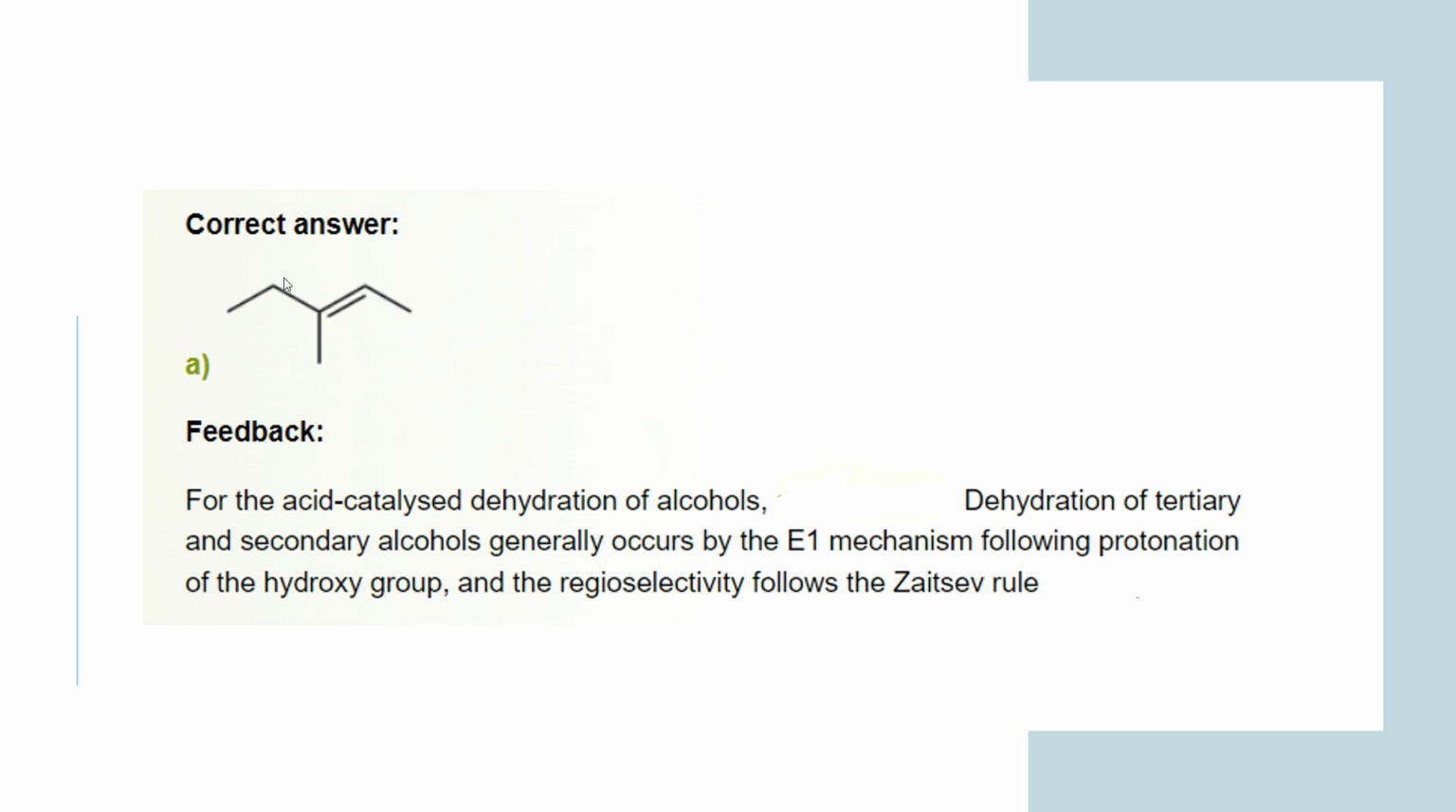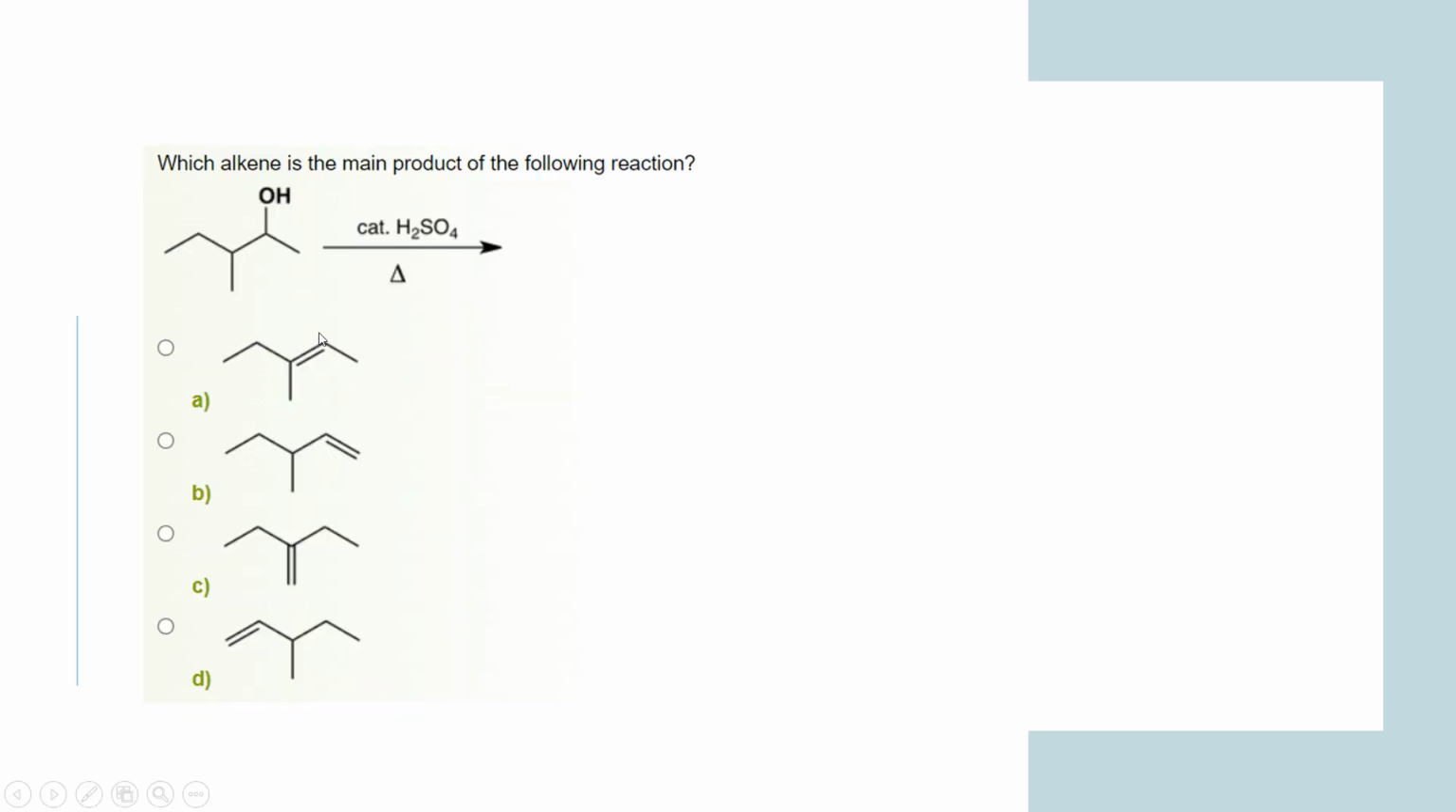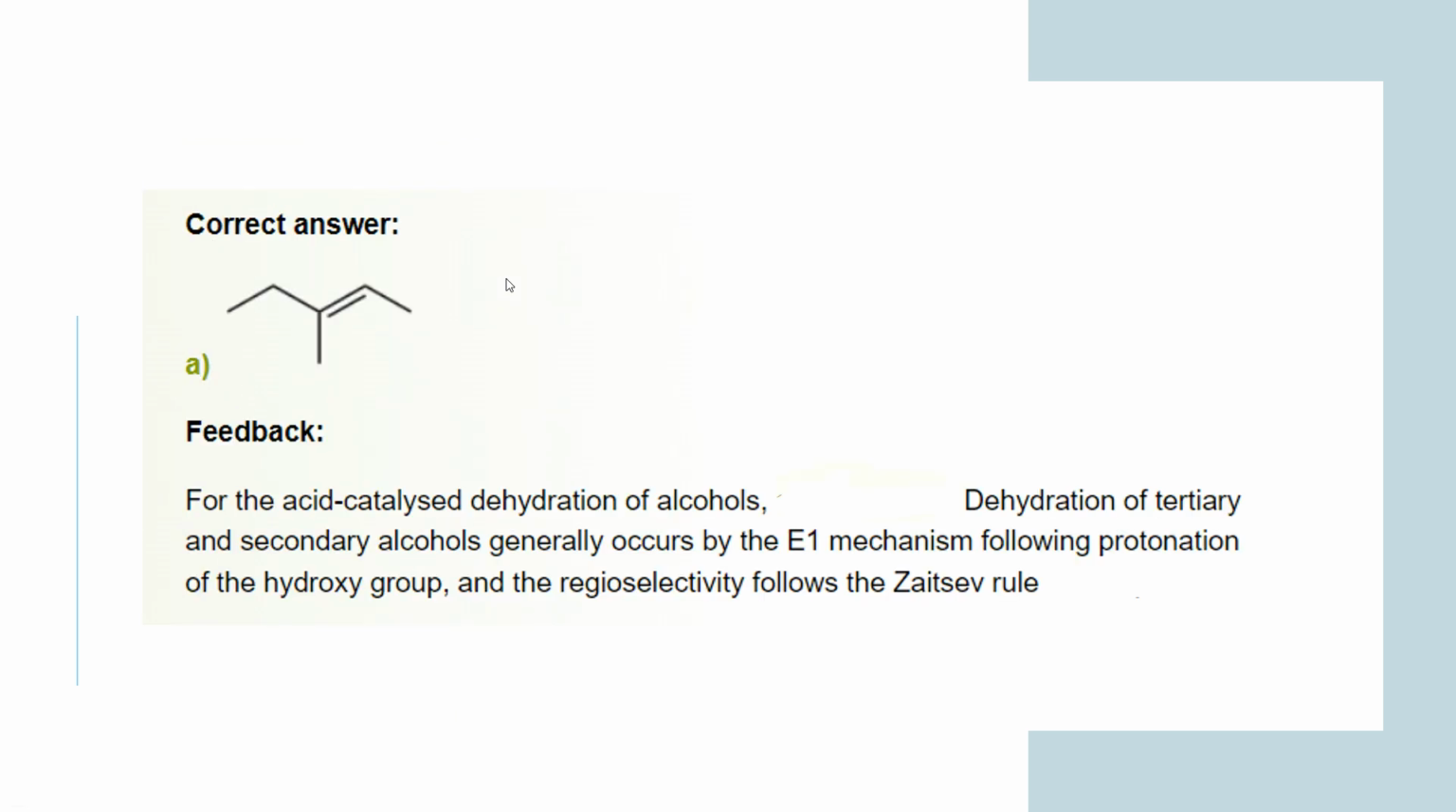You had another possibility where you would get a double bond here, like shown in option C, but that will not be the Zaitsev product. That will maybe be the Hofmann product, you can say, but in this mechanism you will not expect the Hofmann product. Okay, option A will be the correct answer for this question.